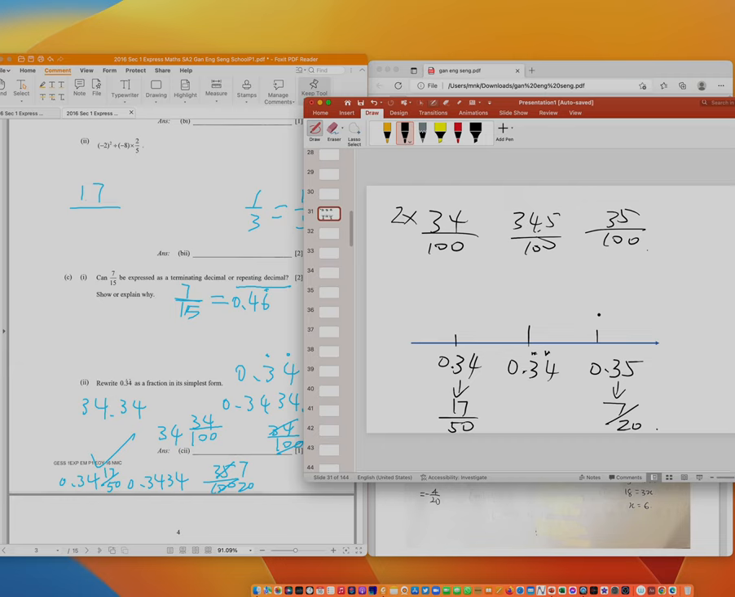How do you turn 0.3434 repeating into a fraction? Do you understand this or not? No. Okay, good. Actually, we talked about this the other time.